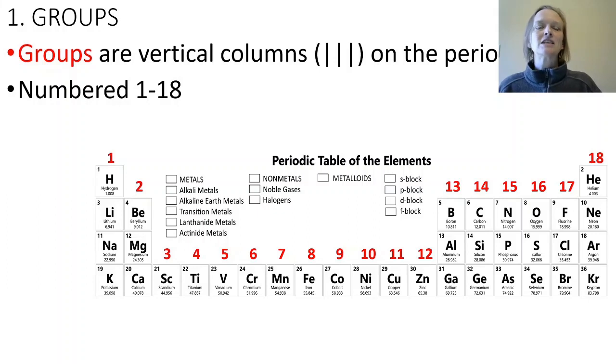So let's look at starting to label and color in our periodic table. The first thing I want you to label on your periodic table are the groups. Groups are these vertical columns on the periodic table. They go up and down, and we have 18 groups for you to label. If you need to pause the video so that you can number those 1 through 18, then please do so. But I'm going to continue, so just pause the video whenever you need an extra minute or two.